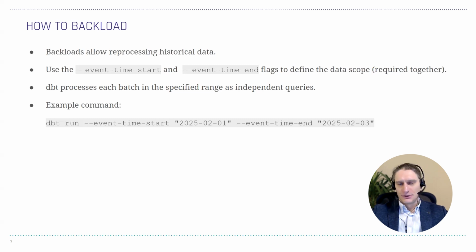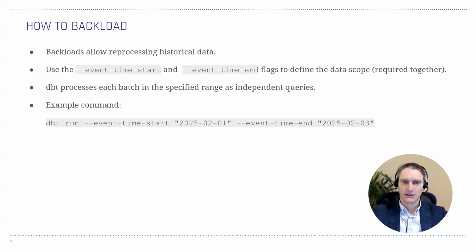How to backload your data? When we talk about backloading in dbt, we're referring to reprocessing historical data. This is especially useful when you need to fix issues with data or apply updated business logic to past records. To backload data, you need to provide the event time start and event time end flags to your dbt command. These define the range of data that you want to process. It's important to know that both flags are required. You can't specify just one without the other.